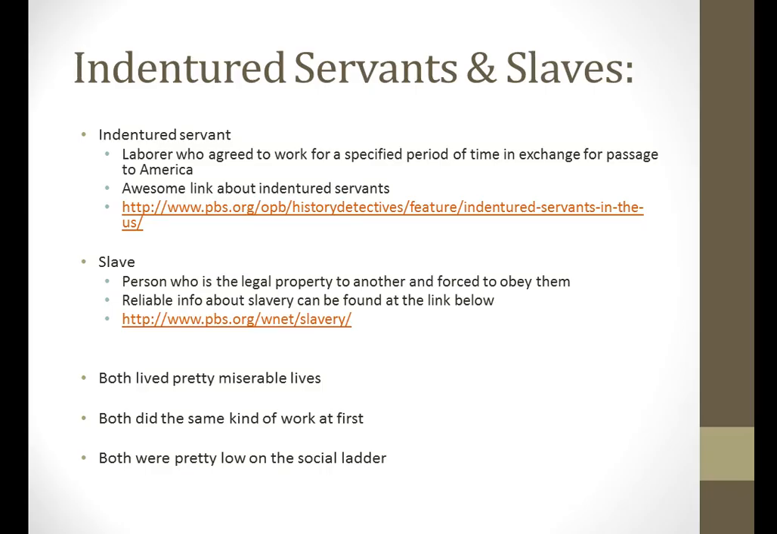And most indentured servants actually died before their contracts were finished. I mean, people literally worked them to death. So they never had to make good on the contract. And the people who paid for the passage were the ones who made out like bandits.